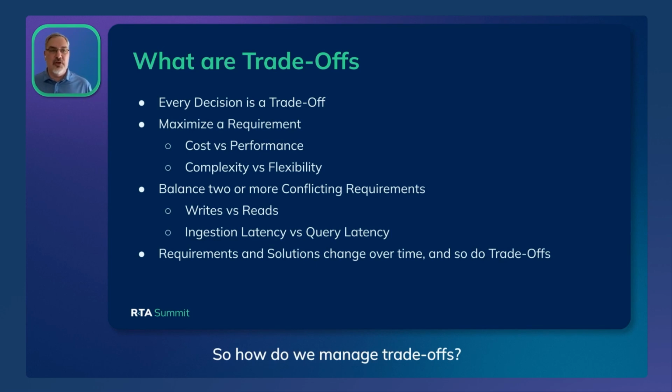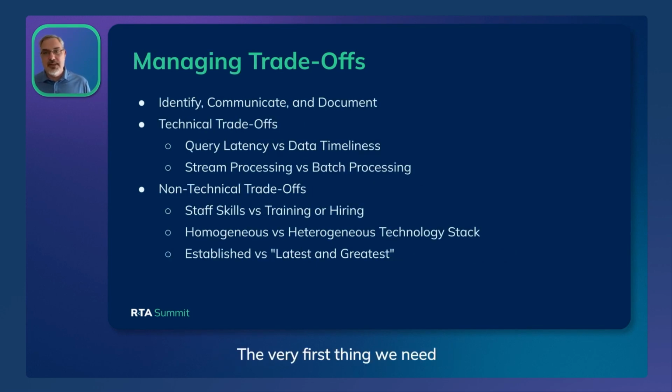So how do we manage trade-offs? The very first thing we need to do is be able to identify them. You need to know the impact of the decisions you're making, and you need to be deliberate about those decisions. Some choices might seem really obvious, but don't just select them. You need to understand what your options are going to be. Probably most importantly, you need to communicate this.